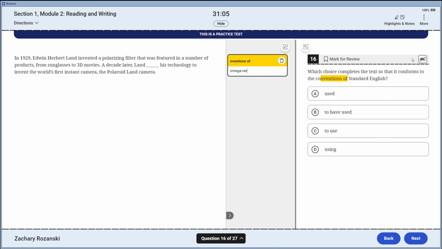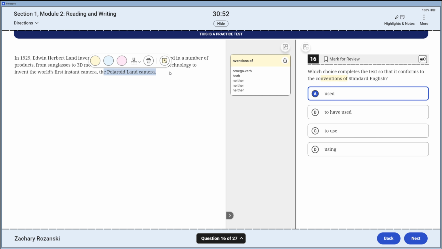Omega. What pops? Verb. Again, I've got a both, I've got a neither, I've got a neither, and I've got a neither. So I can bias the odd man out, but I should go looking for a reason. Land used his technology to invent the world's first camera. Your vibes will take you to A, because you're going to recognize a complete sentence, an independent clause. We need a verb that tells me when, and to invent, an infinitive, never does, and that's why the rest of these fall.